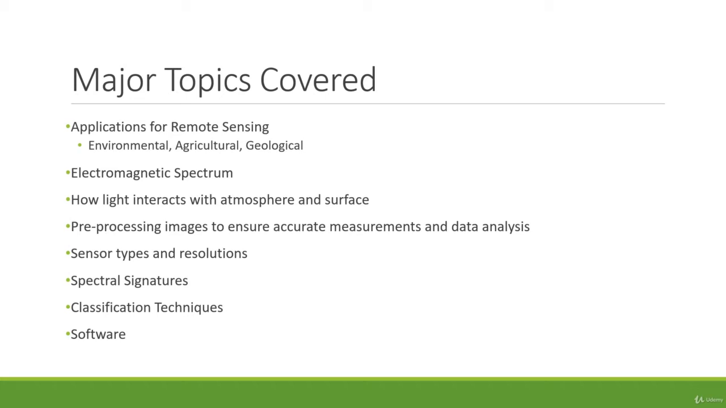We will look at the two different sensor types, passive and active, and the four main resolutions associated with them. We will also look at spectral signatures of different materials. So each material that we are investigating reflects and absorbs light differently, and this is how we can classify them in our remote sensing images. And lastly, we will look at different software packages that we can use to process our images.